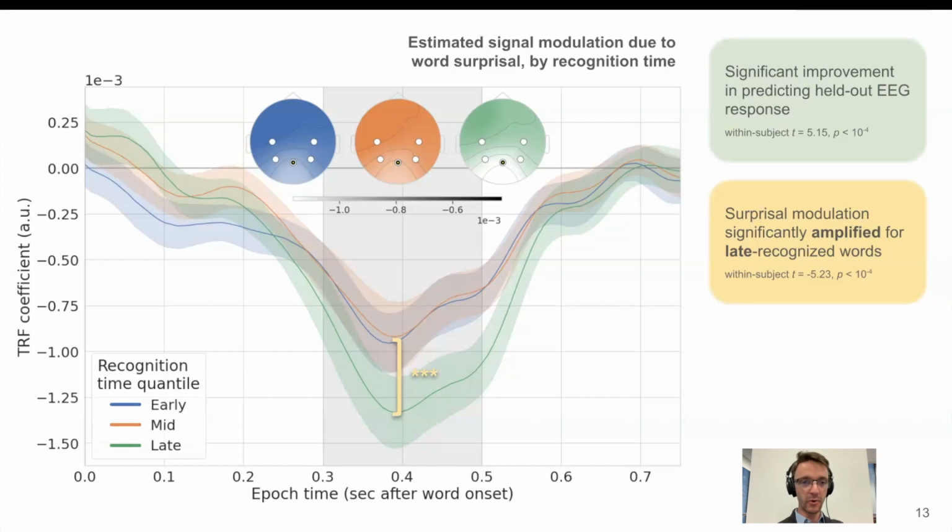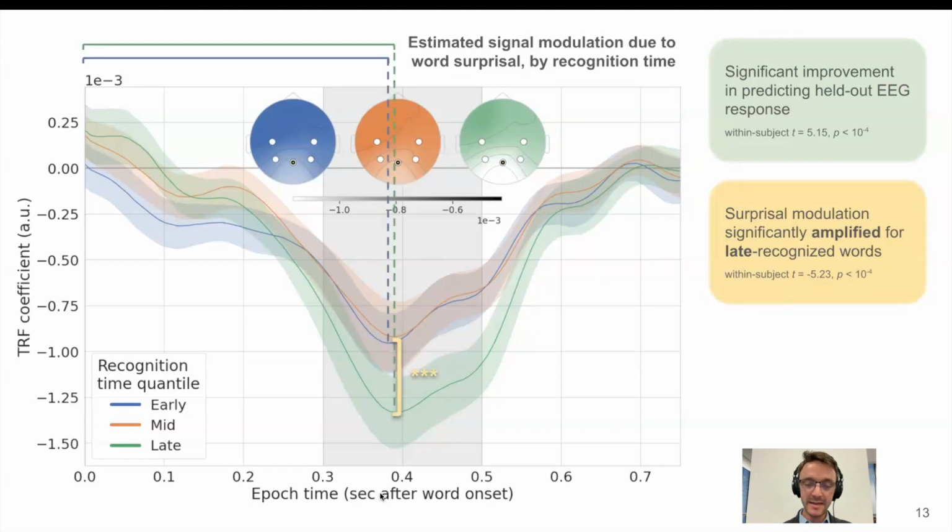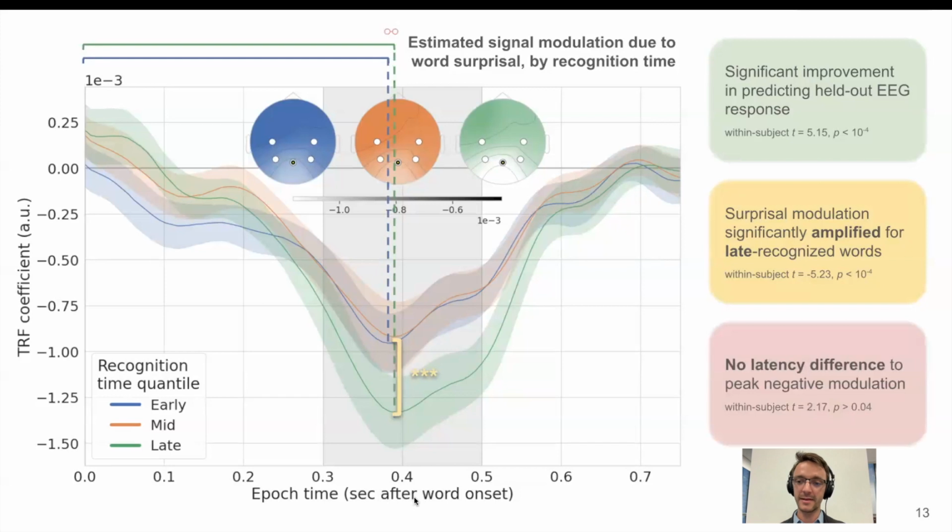We next asked about the temporal relationship between recognition latency and integration latency. We did that by taking the extremes of the recognition time distribution, these early and late words, and asking whether they had any corresponding difference in latency to peak integration response. We found no significant difference in latency to peak negative modulation. So while integration seems to be very sensitive to the outcome of recognition, temporally it seems to be yoked not to recognition, but to word onset.